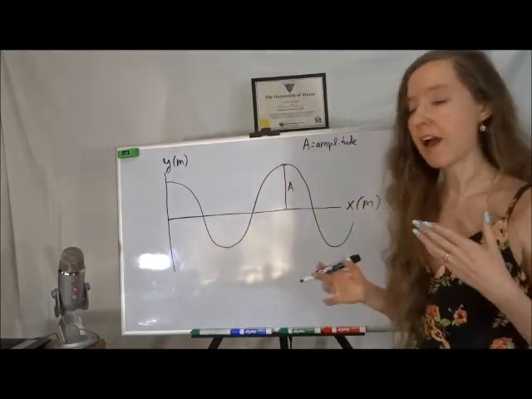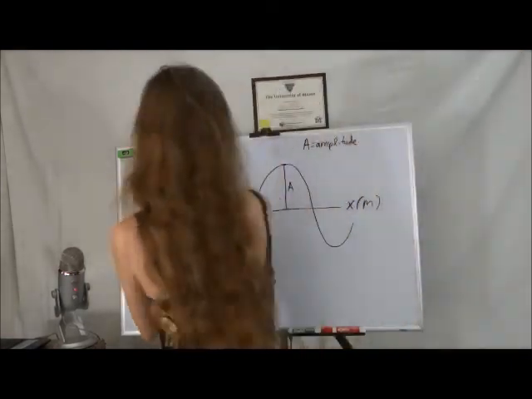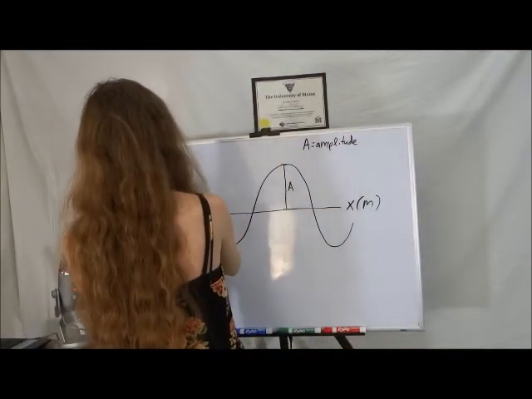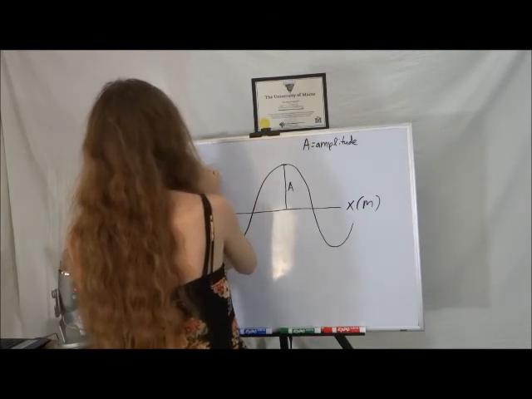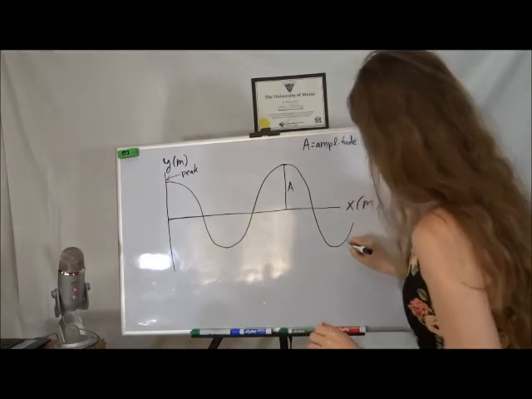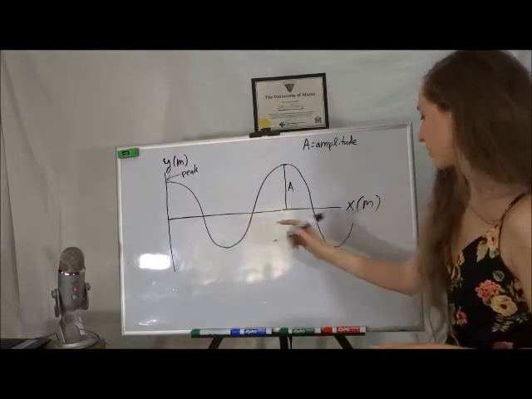Now we can also identify our peaks and our troughs. So this right here is, actually, yeah, we'll do this one. This is our wave peak. And this down here is a trough. So the peak is your highest point, the trough is your lowest.